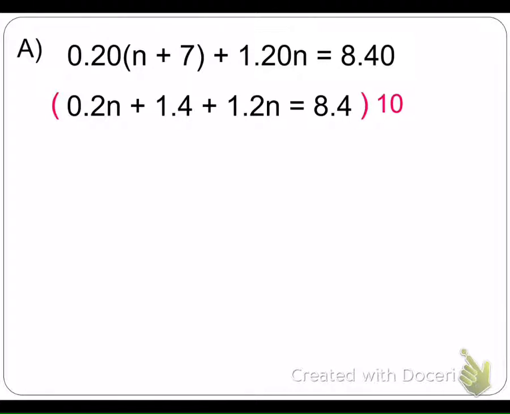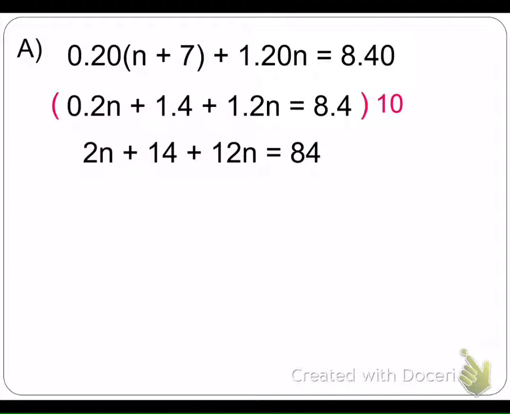Now, if you don't like multiplying through by 10, and you are confident working with decimals and have your trusty calculator, that's fine. You don't have to do it this way. I just use a calculator a lot less than most people, and this is how it makes the most sense to do it without the calculator.